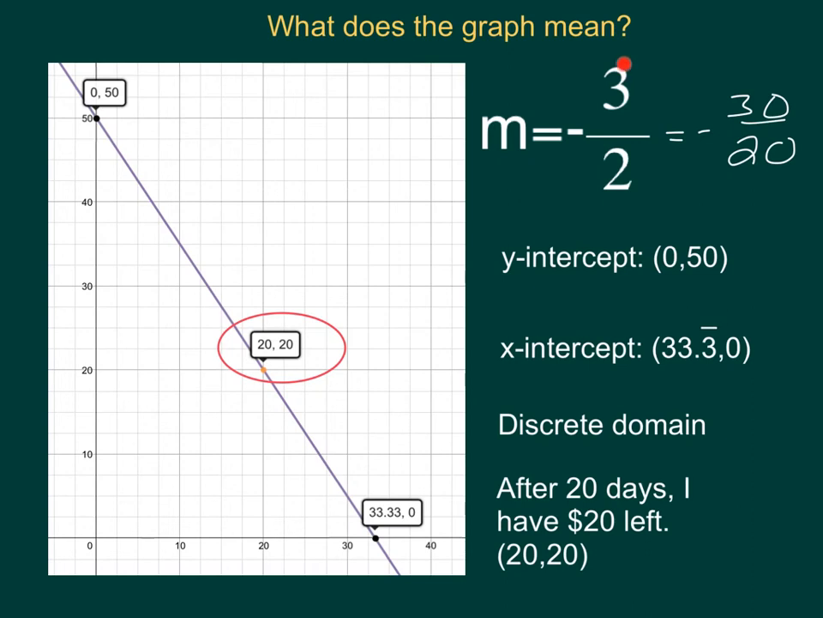My slope, negative 3/2, that's the $1.50 I'm spending every day. My y-intercept is $50, that's how much money I'm starting with. My x-intercept, 33 and a third, that's how many days it would take to go all the way through the card. But that's about it. So, hope this makes a lot of sense and that now you can use this going forward.